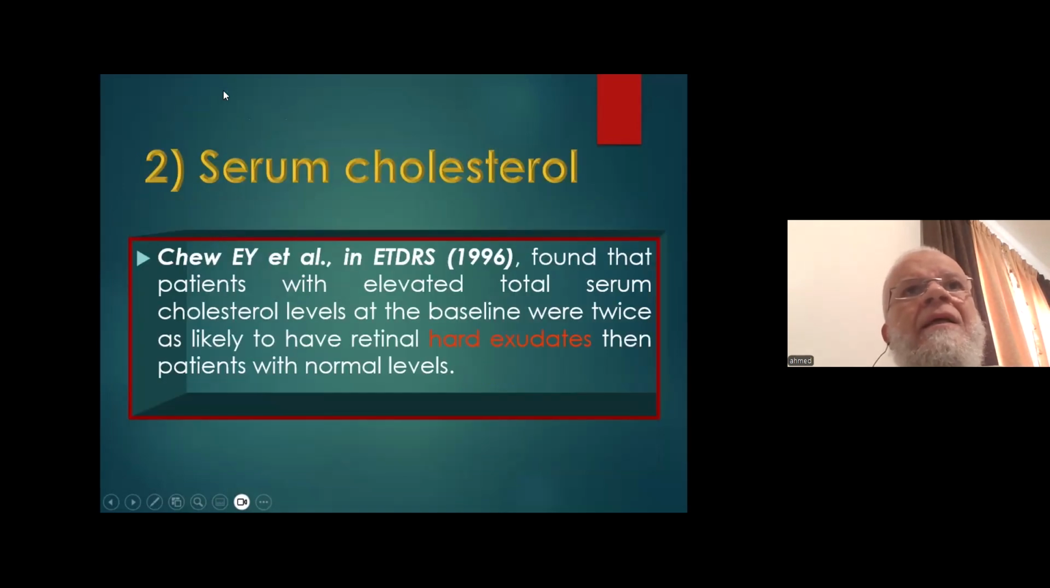The presence of high serum cholesterol is usually linked by the presence of hard exudates in the macular area.